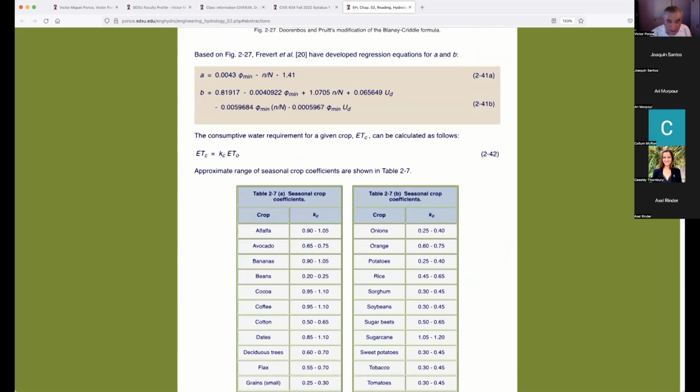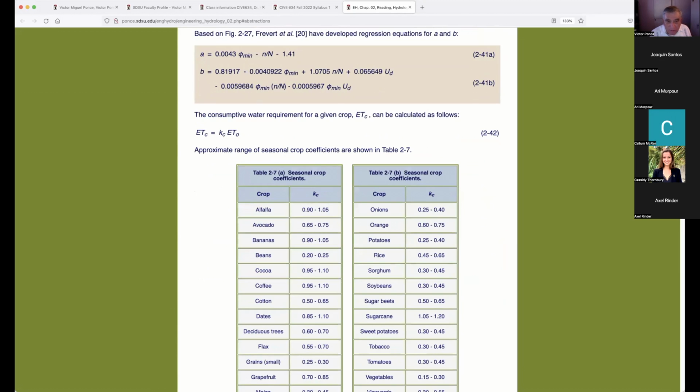And finally, Table 2.7 shows the crop coefficients, seasonal crop coefficients. Alfalfa, avocado, bananas, and look, there's a range for it, which means that we can't really tell exactly what the evapotranspiration is going to be. There's going to be a variability in there. Remember I mentioned to you that in hydrology there's a 20-30% variability, which is acceptable. In this case, for instance, for onions, we're looking at 25 to 40. 25, that's more than 30% right there. And that's a variability that is well accepted in practice.